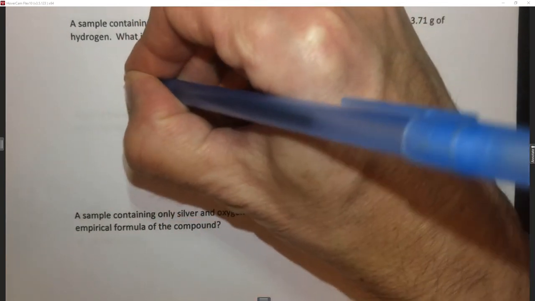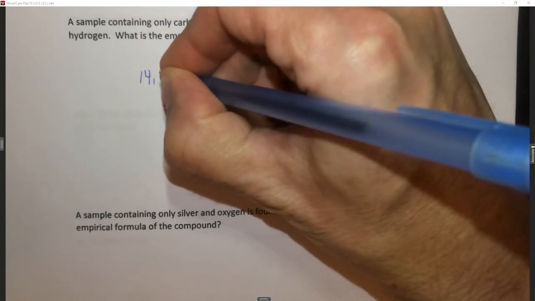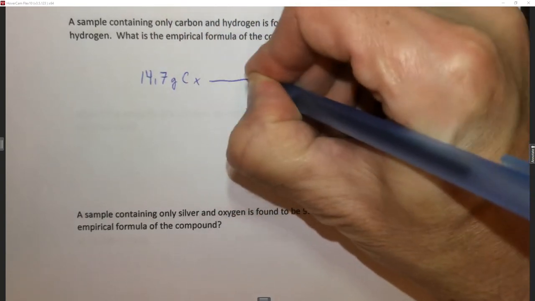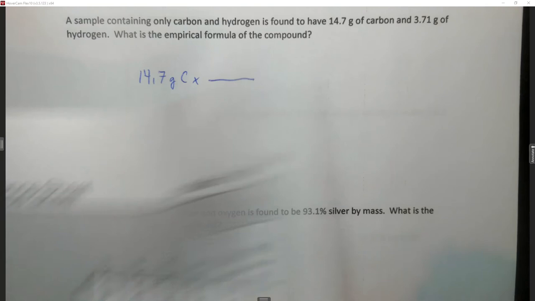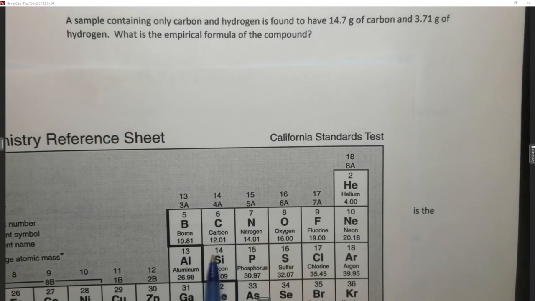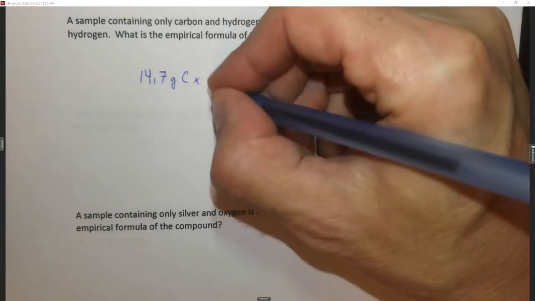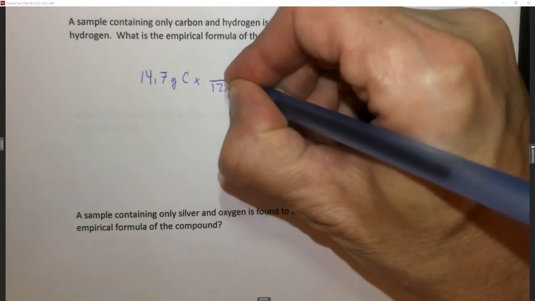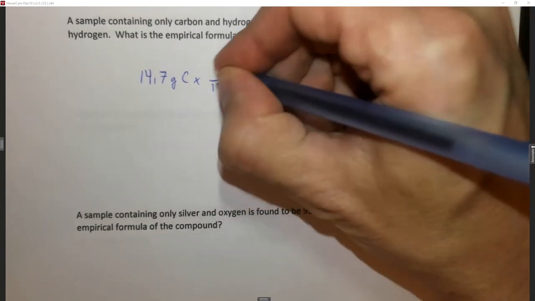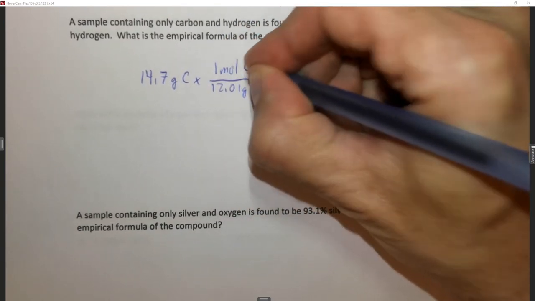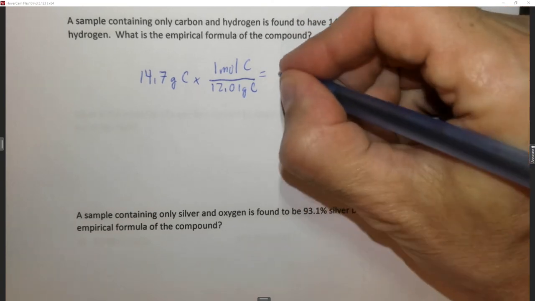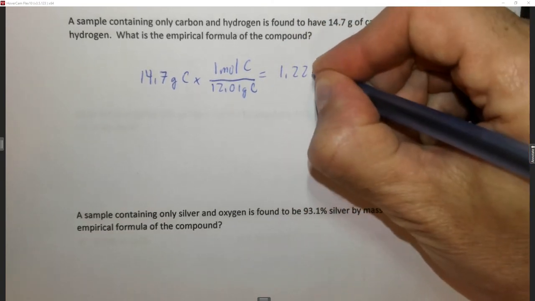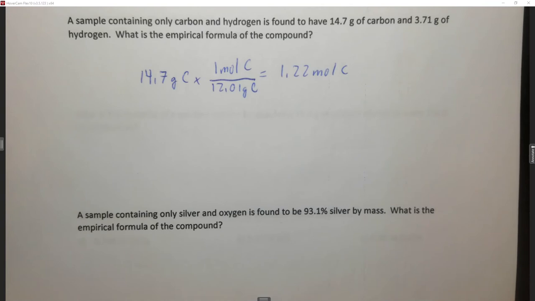So starting with 14.7 grams of carbon, we want to convert it to moles. If we look on the periodic table, we find that the molar mass of carbon is 12.01. So we want to put the 12.01 grams of carbon on the bottom and the 1 mole of carbon on the top. And when we do that math, we get 1.22 moles of carbon.